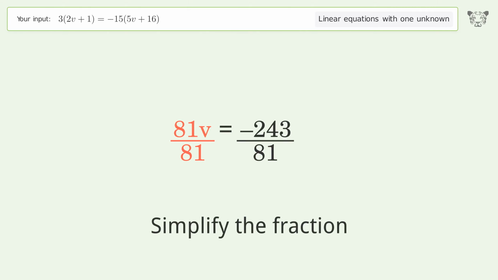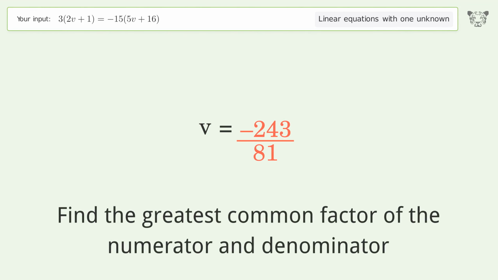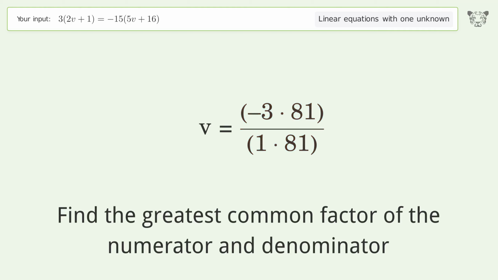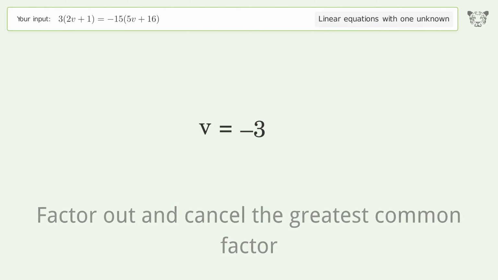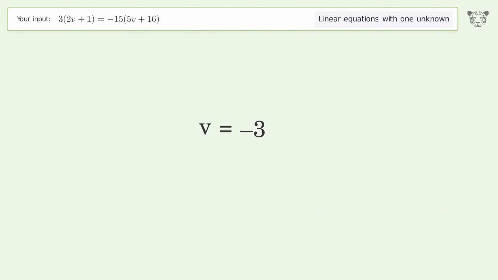Simplify the fraction. Find the greatest common factor of the numerator and denominator. Factor out and cancel the greatest common factor. And so the final result is v equals -3.